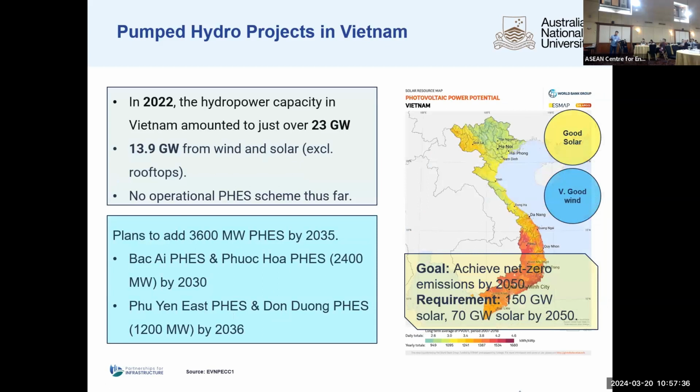In Vietnam, in 2022, the hydropower capacity amounted to about 23 gigawatt, with no operational pumped hydro scheme thus far. They plan to add about 36 megawatt of pumped hydro by 2035. The goal is to achieve net zero emissions by 2050, requiring about 150 gigawatt of solar and 170 gigawatt of wind by 2050. They have very good solar potential and very good wind.